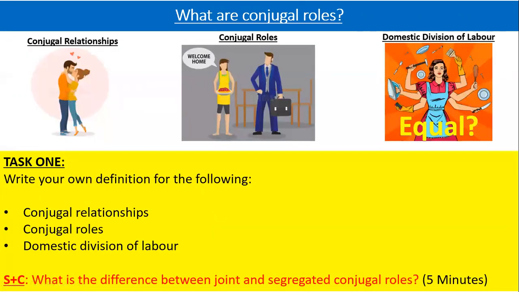So, what are conjugal roles? Try and come up with your own definitions. Obviously, you've not seen this at all before, so try and write down what you think is meant by conjugal relationships, conjugal roles, and the domestic division of labour. If you don't want to write it down, just have an idea in your head what each one means, and then we're going to see how your definition compares to the actual definition. Just pause the video, and then we'll come back to it.